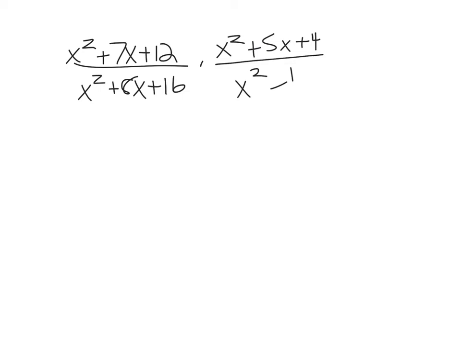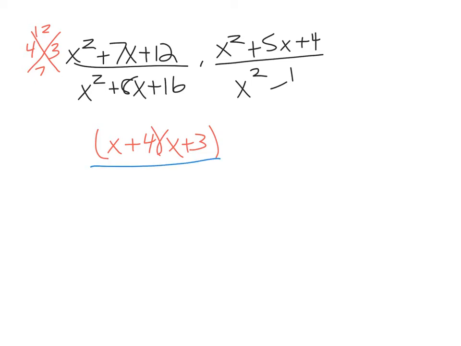So we have another multiplication problem. The main thing I'm doing is factor, factor, factor. So my top of my first fraction is what multiplies to 12 and adds to 7? Well, that's going to be 4 and 3. So my first numerator is x plus 4, x plus 3. Now let's put it over the denominator. And another 3-term one, so what two numbers multiply to 16 and add to 8? That is 4 and 4.